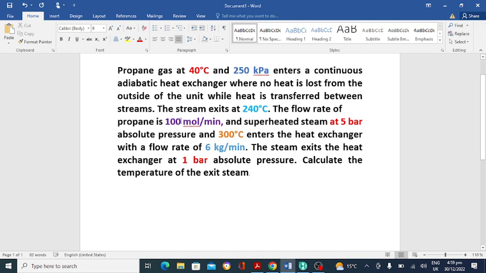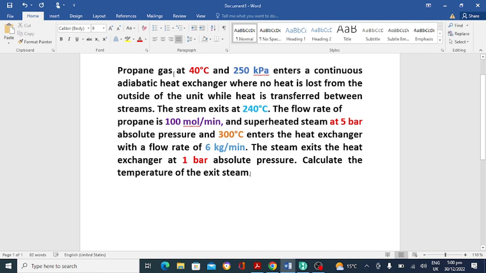The flow rate of propane is 100 mole per minute, and the superheated steam at 5 bar absolute pressure and 300 degrees centigrade enters the heat exchanger with a flow rate of 6 kg per hour. The steam exits the heat exchanger at 1 bar absolute pressure. Calculate the temperature of the exit steam.